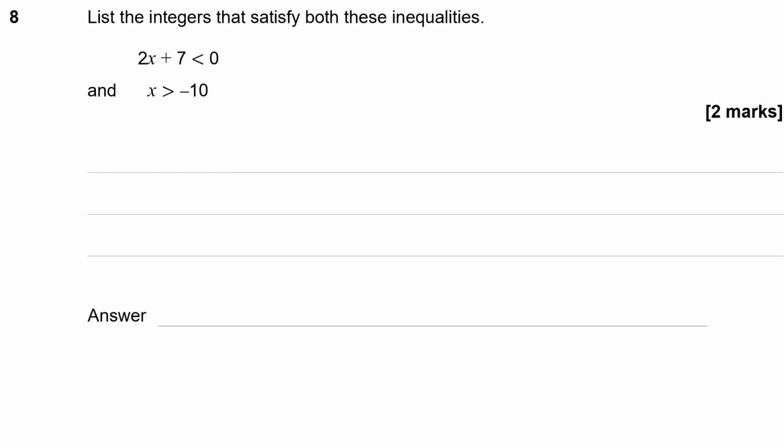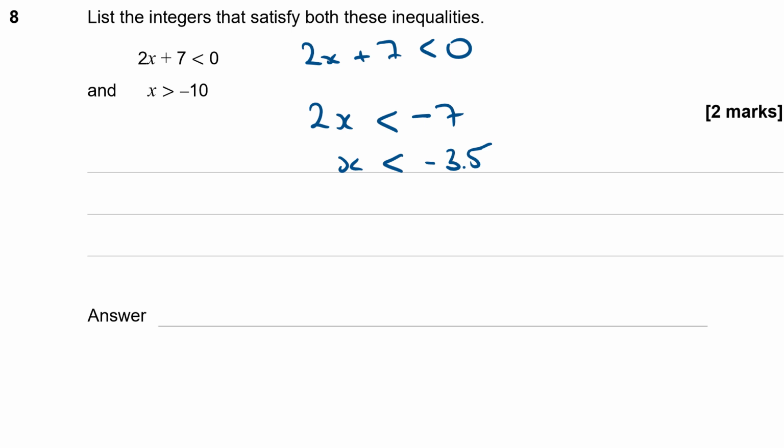Question 8. List the integers that satisfy both these inequalities. I've got 2x + 7 < 0 and x > -10. Right, let's take that first one. First of all, 2x + 7 is less than 0. Rearranging that, I know that 2x must be less than -7, and dividing both sides by 2, I know that x must be less than -3.5.